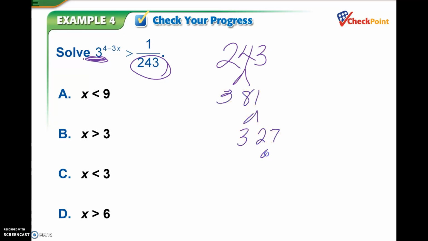So again, we have 243 in a new denominator, so we know we're going to move it up. Let's see if we can write 243 as 3 to a power, and I'm picking 3 because that's the base. So 3 goes in there, 81, 3, 27, 3, 9, 3, 3. So 243 is 3 to the 5th.